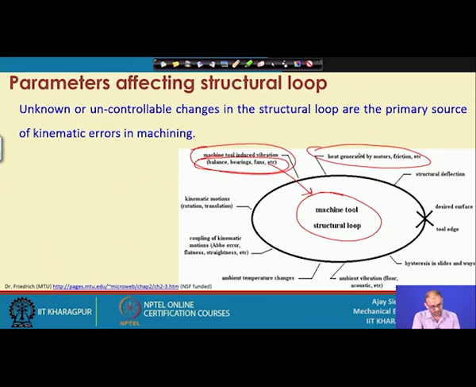Heat generated by the motor and friction: if heat is generated, we know the coefficient of thermal expansion, the material will expand even if there is a change of 1 or 2 degrees at a micron level, and that is enough. Structural deflection is there, because if there is a lot of overhang portion, you end up with the loosening of the structural loop.